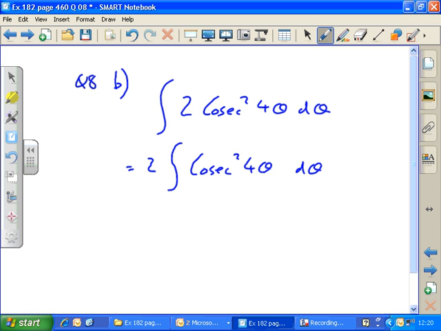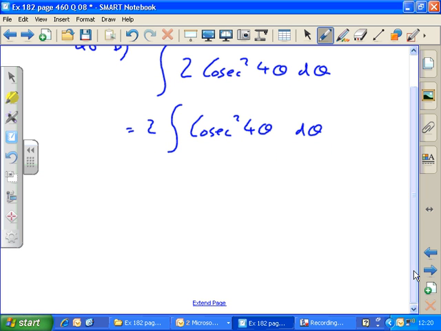And again, looking at our table of standard integrals on page 458, we see that the fifth one down, the integral of cosec squared, is minus 1/a cot ax. So this becomes 2 times minus cot theta over 4 plus c.